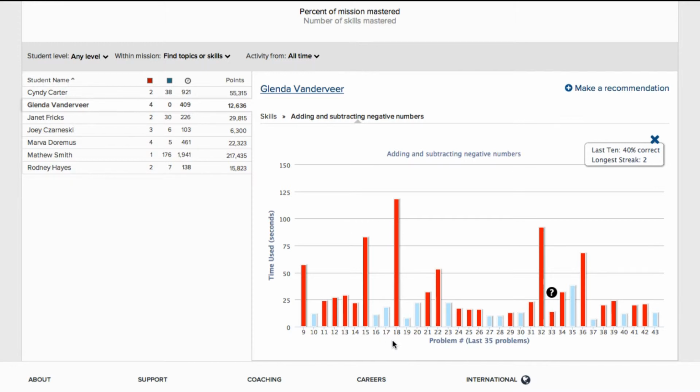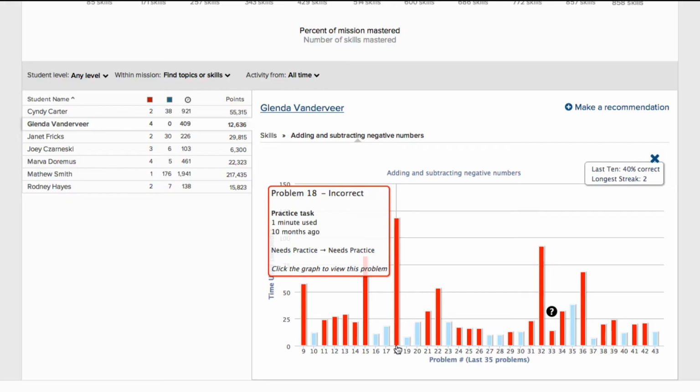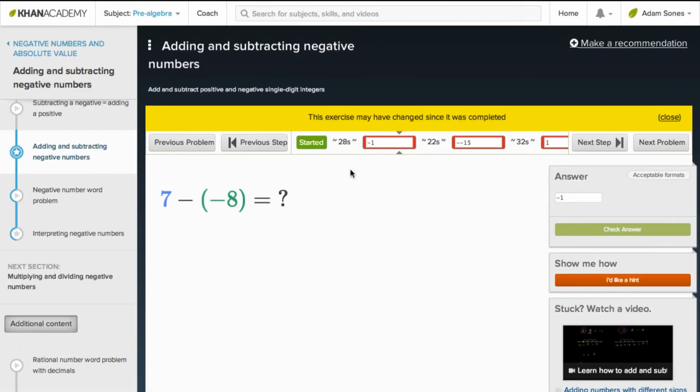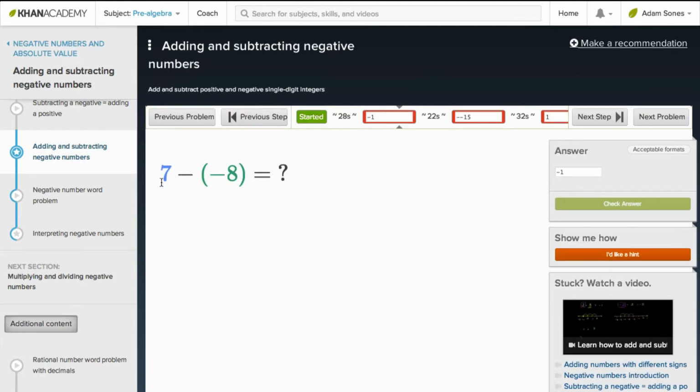So, for instance, if we look at problem number 18 here, we can see that Glinda used 1 minute. This was 10 months ago, but she used 1 minute and she got it incorrect. And if I actually click on this graph, I can see the actual problem that took her a minute and the problem that she got incorrect. So let me click on this here, and this will actually bring me to a history of what she did here. So you can see the problem was 7 minus negative 8 equals what?